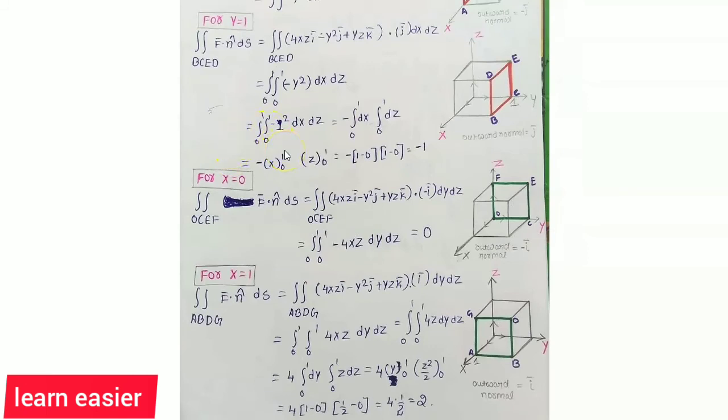Now we have done all the surface integrals of each plane. For x is equal to 0, y equal to 0, and z is equal to 0, we have the surface integrals as 0. But for z is equal to 1, we have the surface integral 1 by 2, and for y equal to 1, we have the surface integral minus 1, and for x is equal to 1, we have the surface integral 2. Let's add all the surface integrals of these planes.